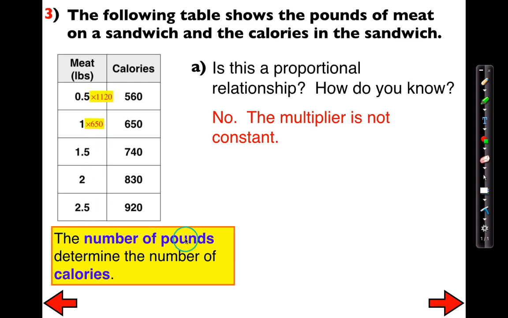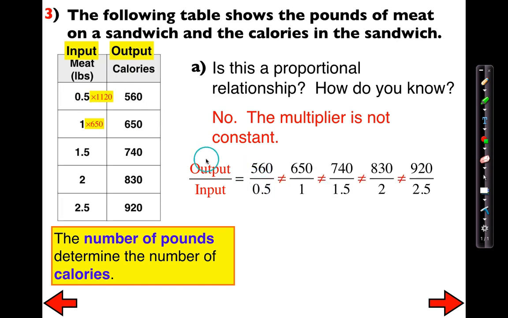Real quick, the number of pounds is what determines the calories. So I'm going to go ahead and say the meat in pounds is the input because it's independent. The calories would be the output because it's dependent on the number of pounds, because depending on the number of pounds will determine the number of calories. So now that we figured out output and input, I'm going to go ahead and write all of these fractions. We're going to have the 560 over 0.5, 650 over 1, etc. You're going to find that these do not equal each other.